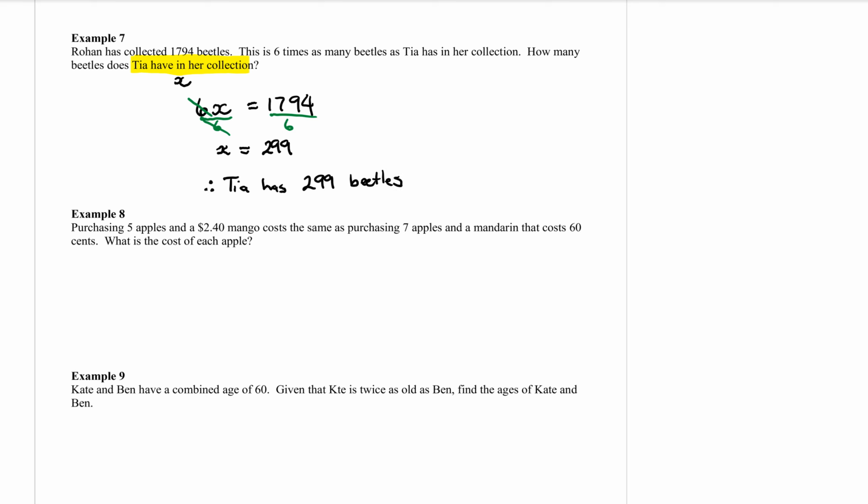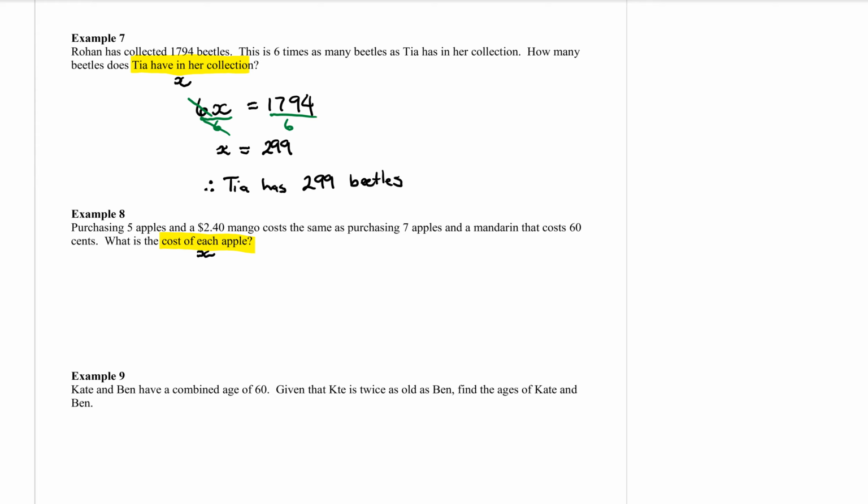Question 8. Purchasing 5 apples and a $2.40 mango costs the same as purchasing 7 apples and a mandarin that costs 60 cents. What is the cost of each apple? Okay, so what I'm trying to find is the cost of each apple. So that is the pronumeral that I'm going to use. So the cost of each apple is going to be x.